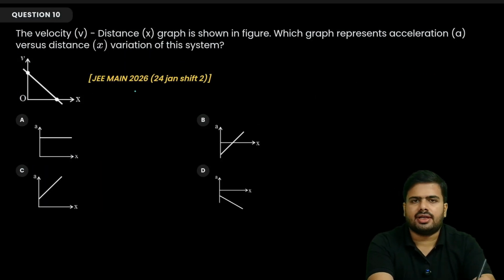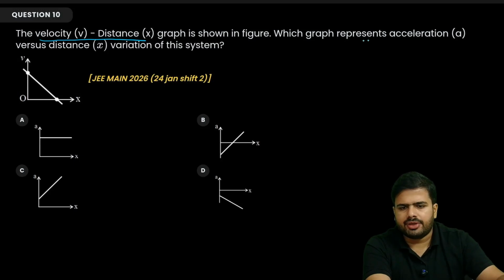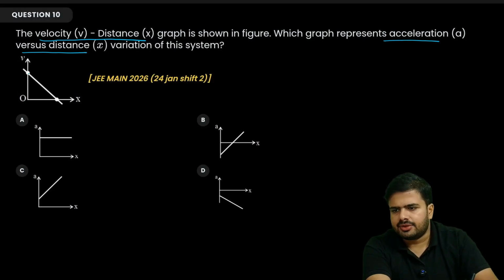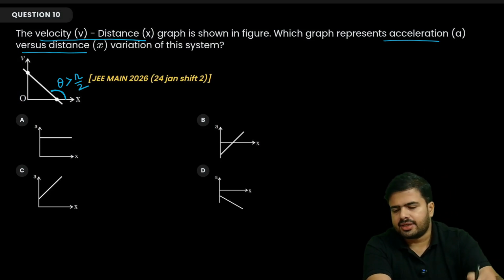Okay, so this is the last question, the 10th question. They have given a velocity-distance graph, and we have to find the respective acceleration-distance graph. You can see from this given graph that it has a negative slope, right? Here it's an obtuse angle, so theta is going to be greater than pi by 2, that is 90 degrees. Tan of more than 90 degrees is negative. So the slope is negative, and it's a straight line.